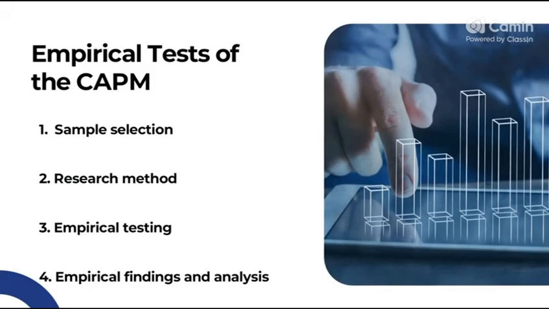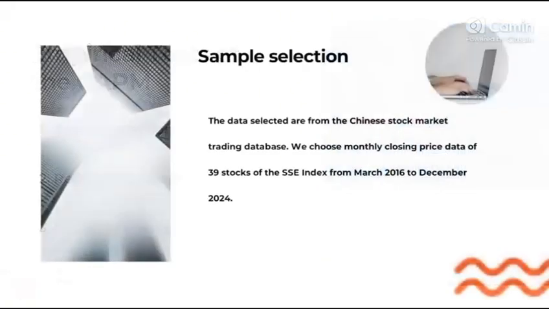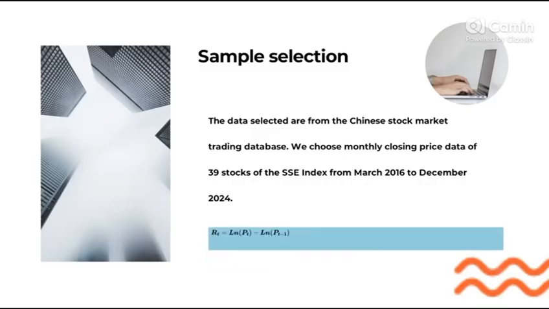Let's move on to empirical tests of the CAPM. It includes 4 parts. Sample selection. The data selected are from the China stock market trading database, which has monthly closing price data of 39 stocks of the SSE index from March 2016 to December 2024. The return formula is in the form of logarithmic difference, where Rt denotes the yield, Pt denotes the stock closing price at moment t, and Pt-1 denotes the stock closing price at moment t-1.